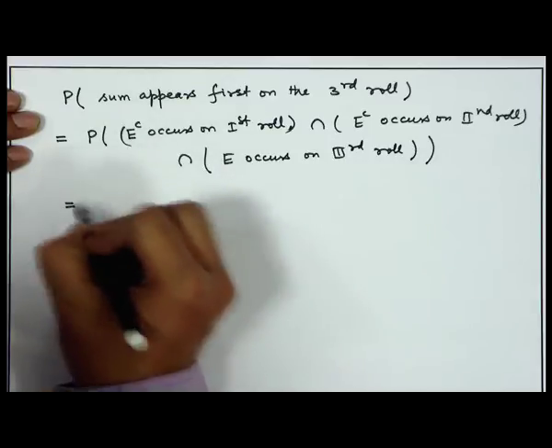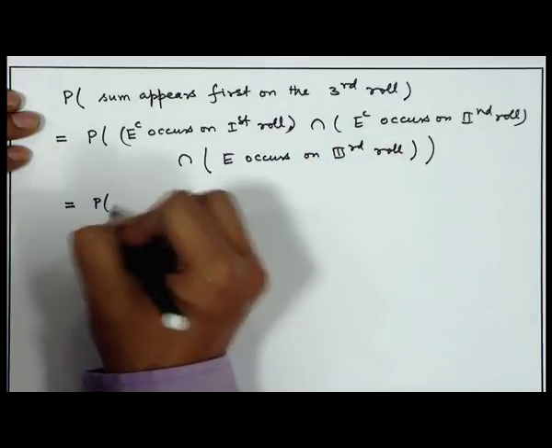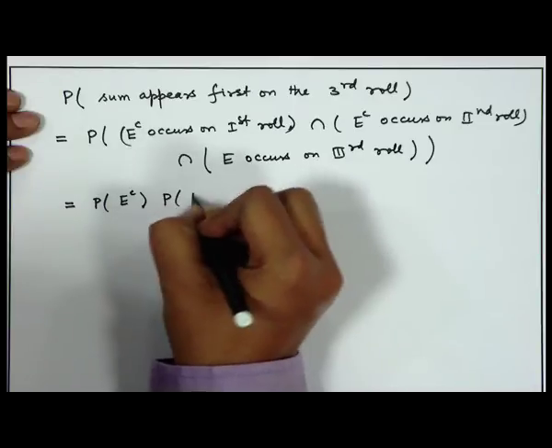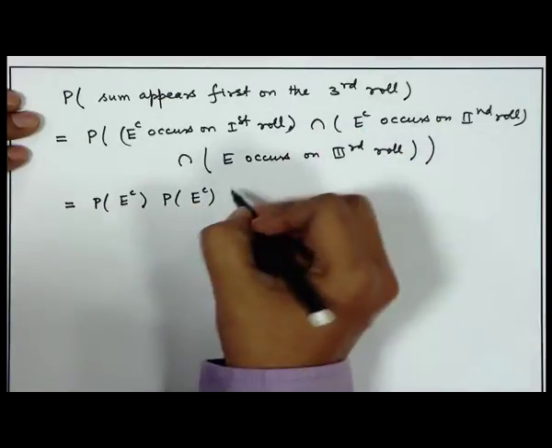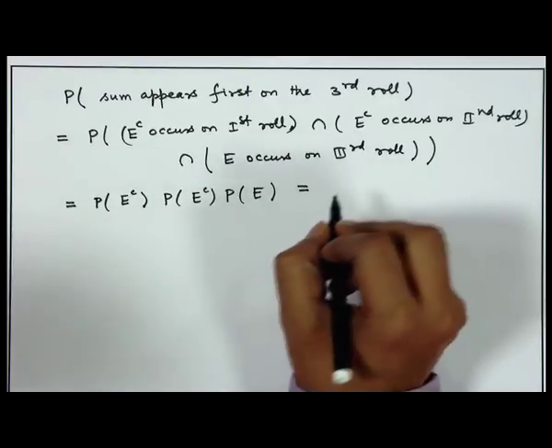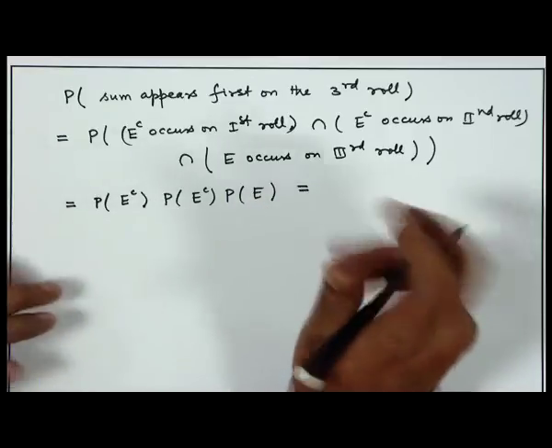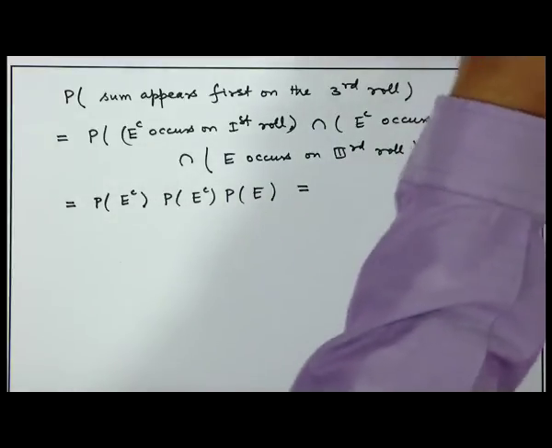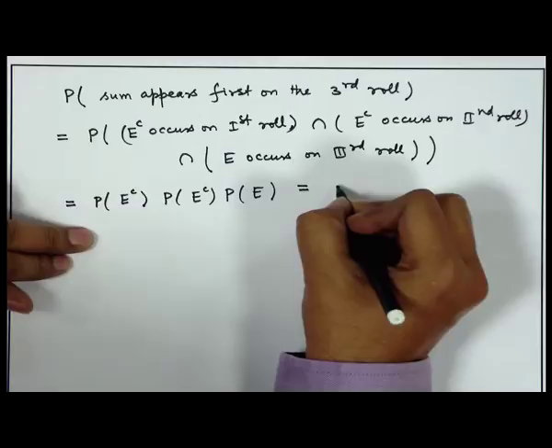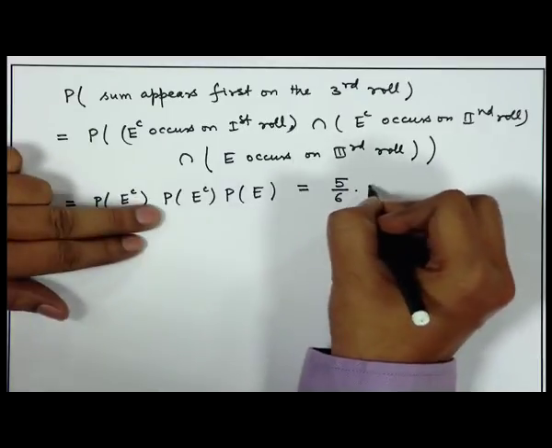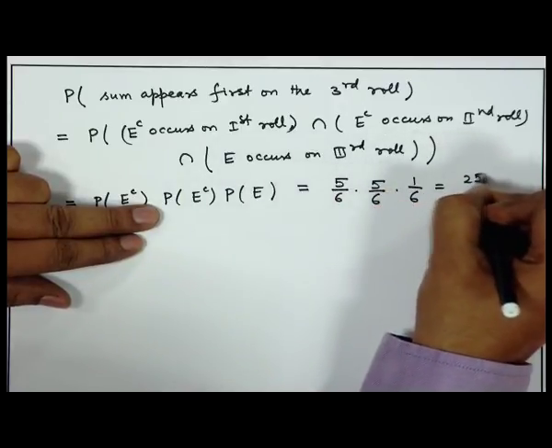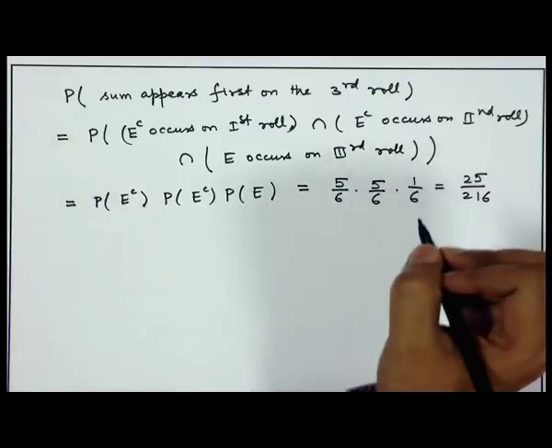Now, because of the independence of the trials, this becomes the probability of E complement on the first roll into the probability of E complement on the second roll into the probability of E. Now, in each roll the probability of E and E complement remain the same. So, we calculated the probability of E as 1 by 6. So, the probability of E complement becomes 5 by 6, then again 5 by 6 and then the probability of E, that is 1 by 6. So, we get 25 by 216.